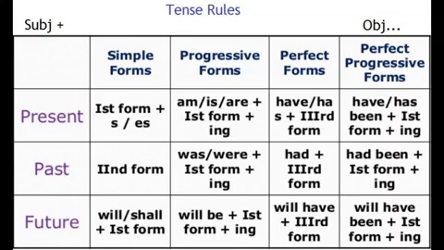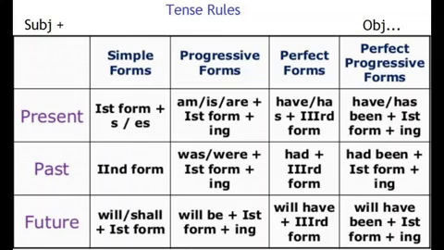Like that, past simple forms also, second form of the verb will be used. In past progressive form, was or were plus first form of the verb plus ing. To make past perfect forms, had plus third form. Then past perfect progressive form, had been plus first form plus ing.